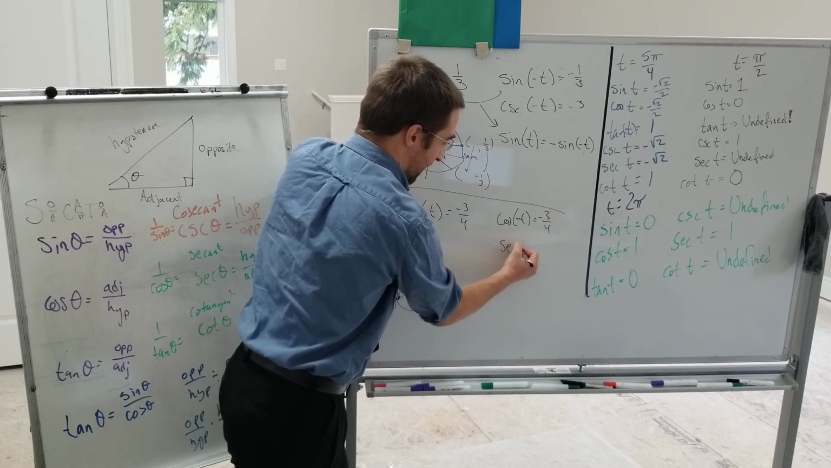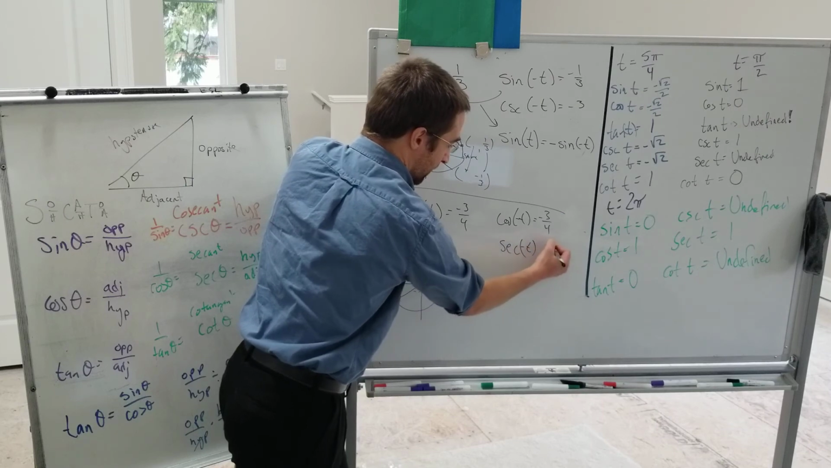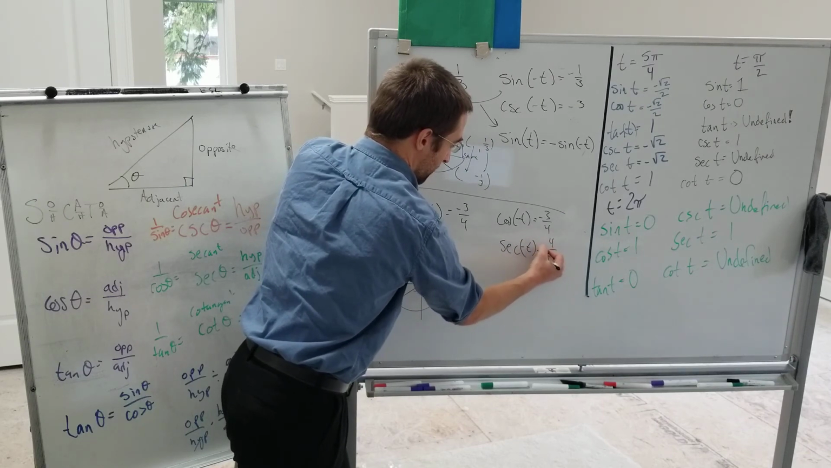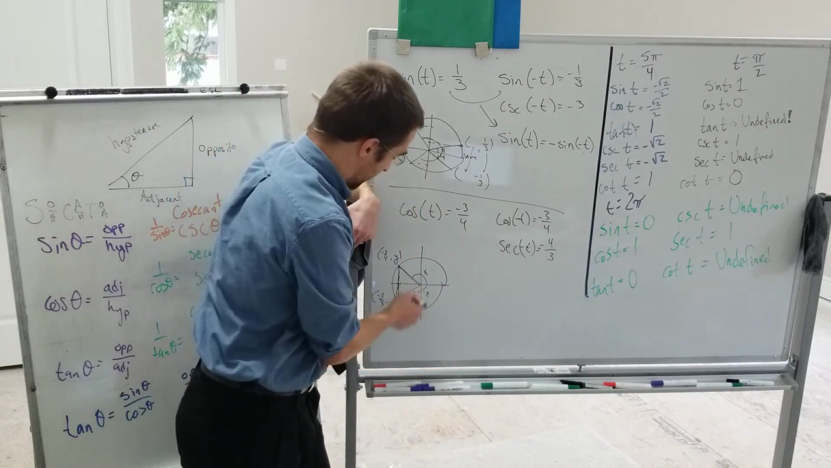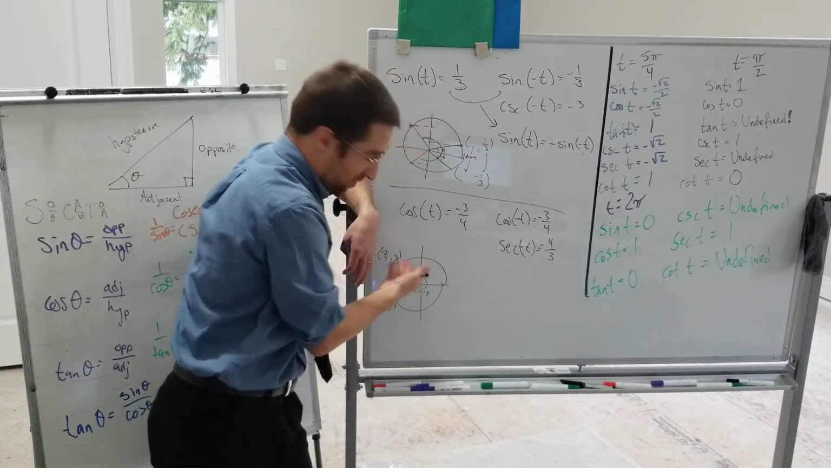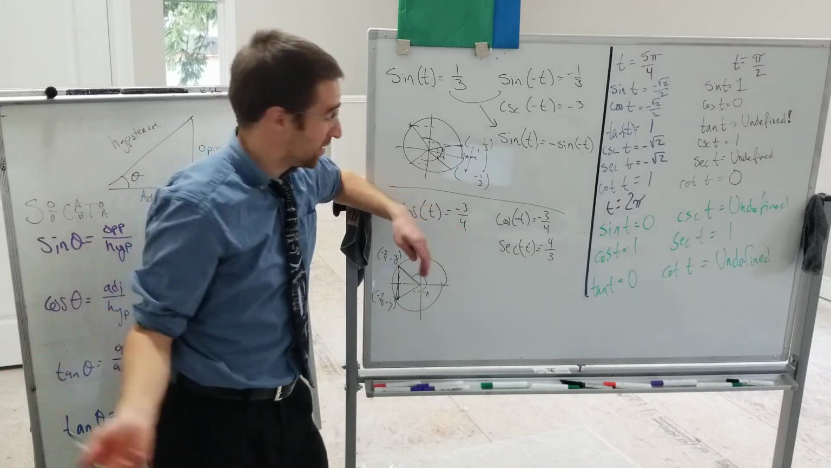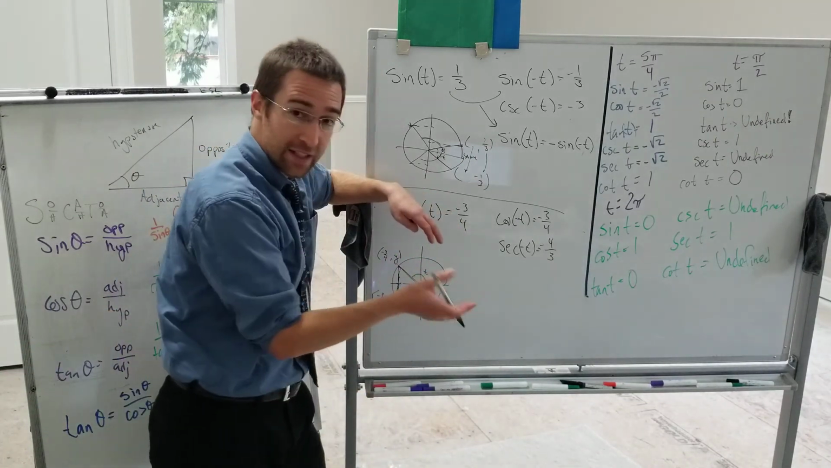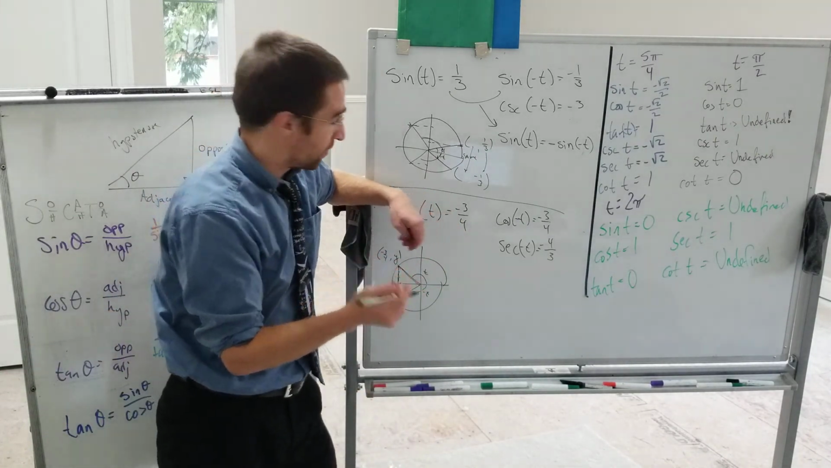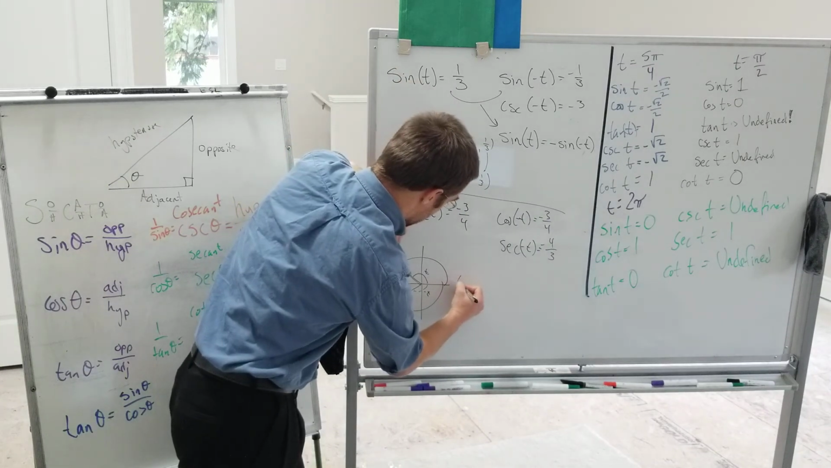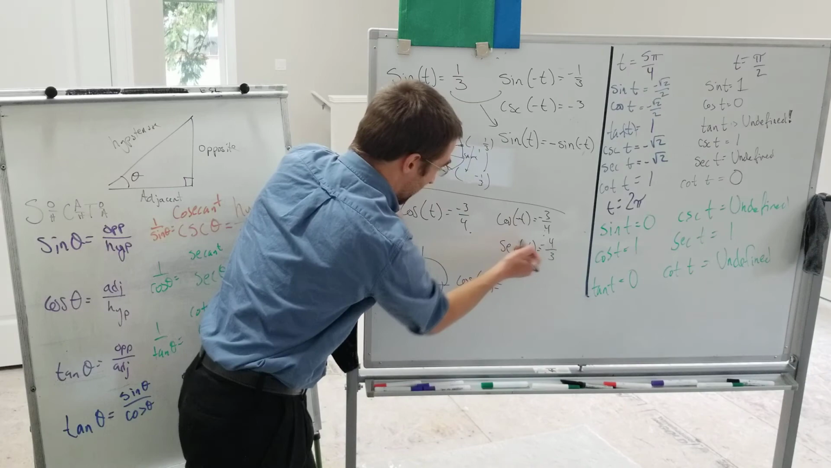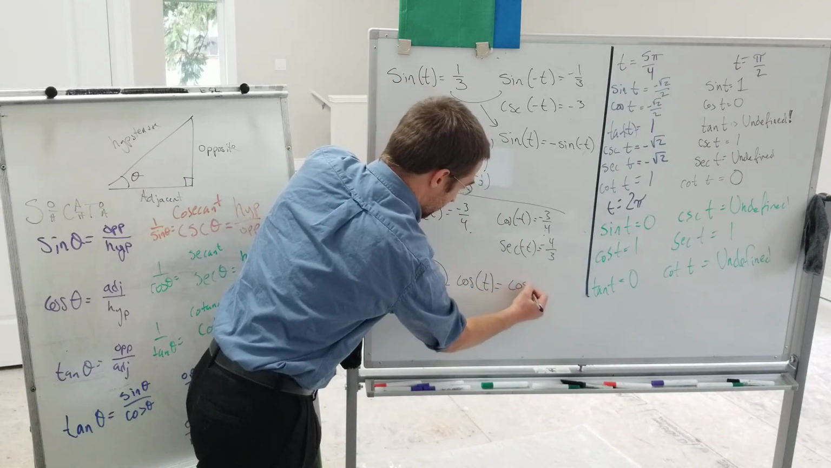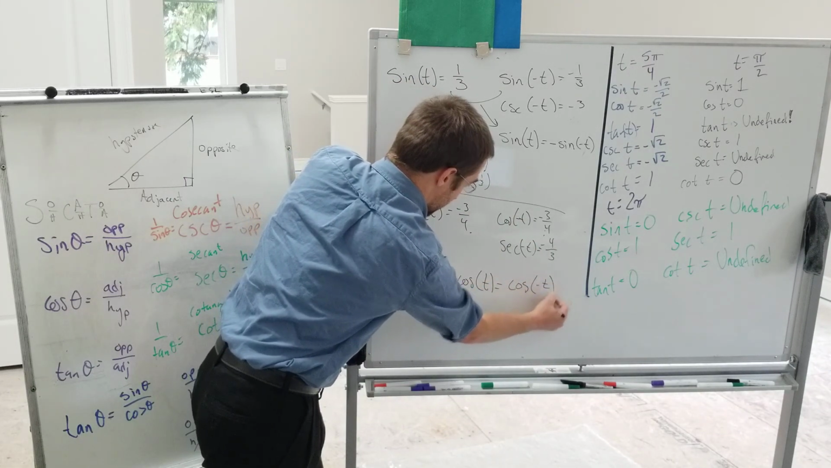If I want secant of negative t, it's going to be -4/3. Right, just the flip, the reciprocal. So in this case, we can deduce, because there's nothing special about the 3/4, right? We're just looking at t and negative t and that relationship with the reflection, that cosine of t is going to give me the same answer as cosine of negative t.